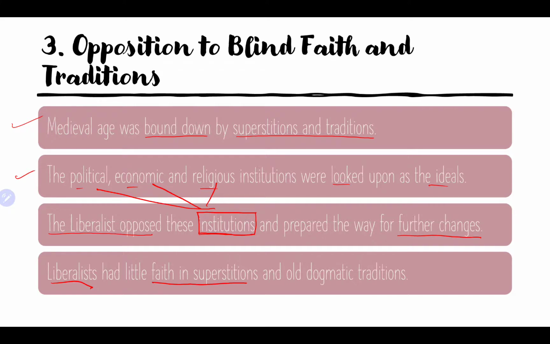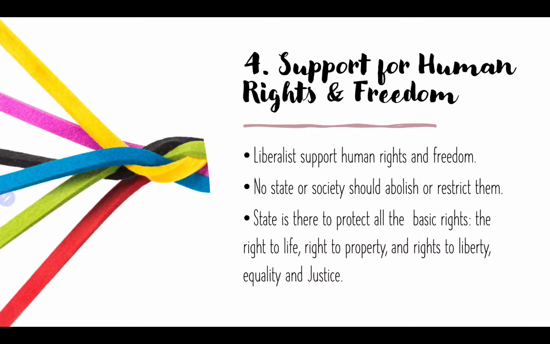Liberalists had just a little faith in superstition and old dogmatic tradition, not deep faith, but just a little faith in the superstitions as well as old dogmatic traditions. So moving forward, number four, support for human rights and freedom. Liberalism totally supports human rights and freedom. The liberalist supports human rights and freedom.